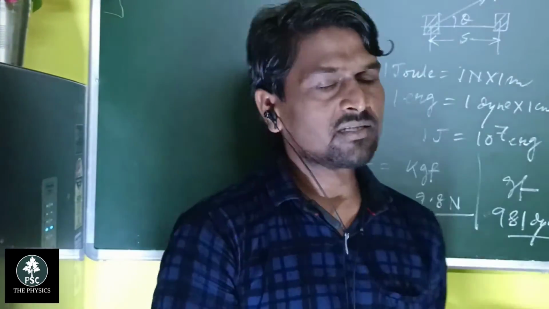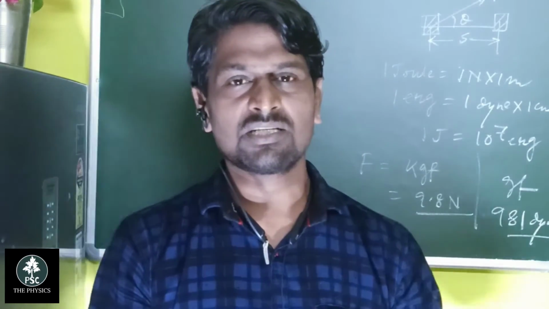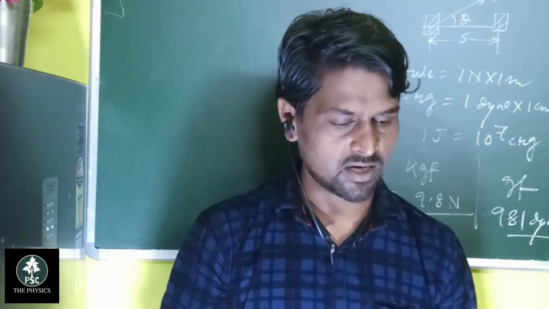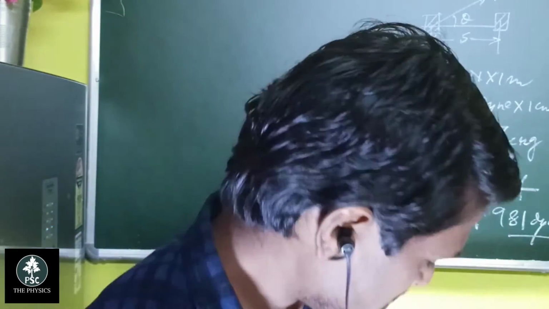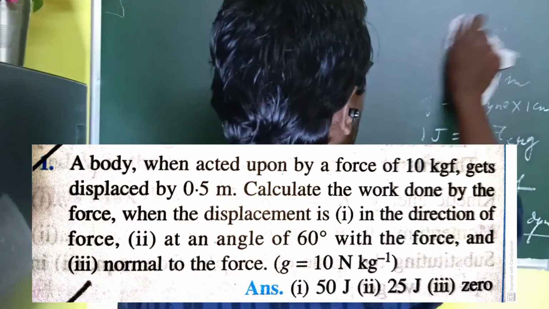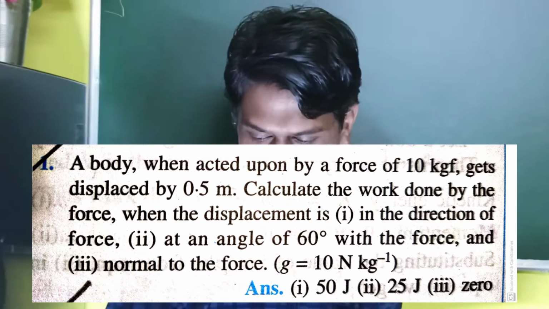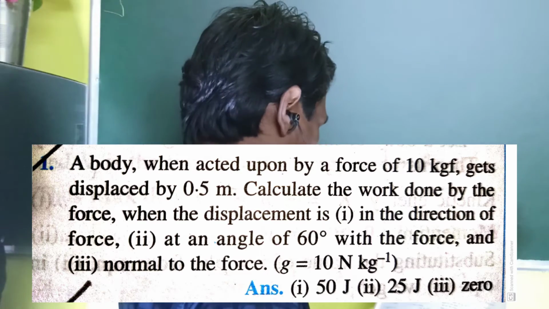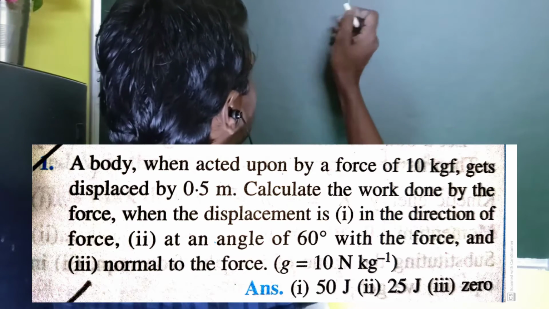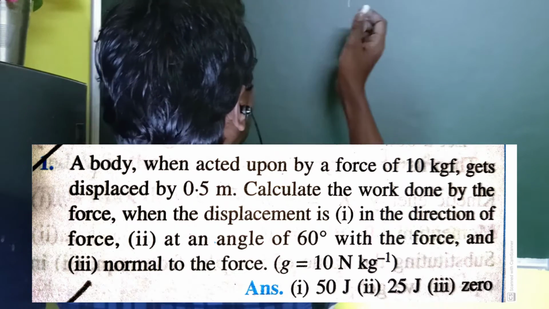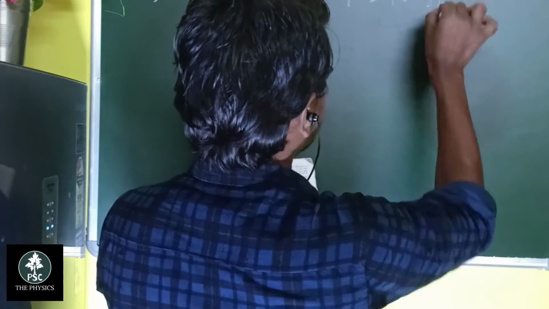So these are all the units and formulas used for the numericals, and you should take the habit of noting down the numerical. We are starting with numerical number 1. Students, write it down first, then try it, pause the video, solve it, and then check the answer. So question 1: a body is acted upon by a force of 10 kg force.